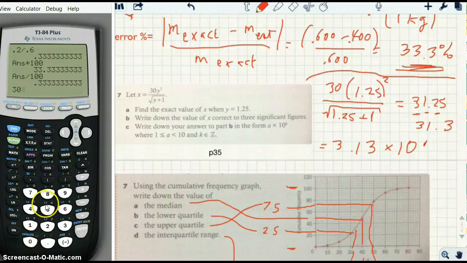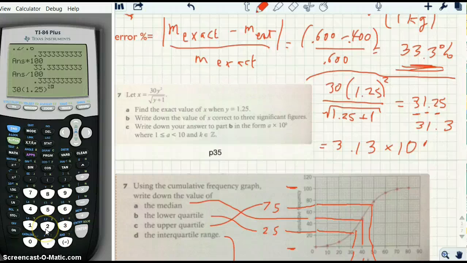So we'll do 30 times 1.25, and then we'll put squared, and then we have to press the right arrow so that we get back down to the bottom, and then we divide all of that by the square root. Inside the square root I'm going to put 1.25 plus 1. Just to make sure that it groups everything together, I'm going to put parentheses: 1.25 plus 1 in parentheses. Okay, and then I can get out of there. And it gives me 31.25. That's the answer for A.